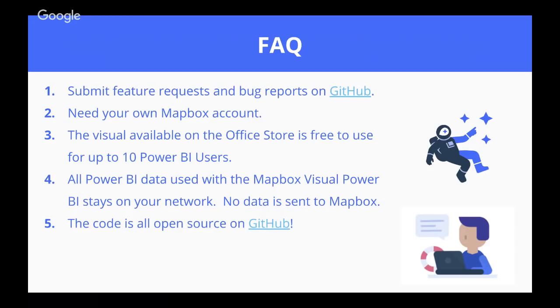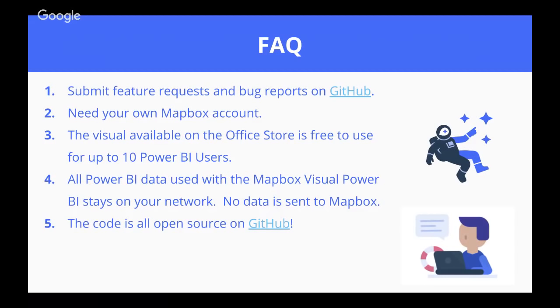And then just a couple FAQs. The custom visual is open source on GitHub, which means you can clone it down and make modifications if you wish. We always appreciate getting pull requests from the community. You will need your own Mapbox account and access token, so you'll need to go to mapbox.com and sign up for your own account to use it. And the visual is free for up to 10 users to use. So if you want to get started using the visual, go ahead and try that out.